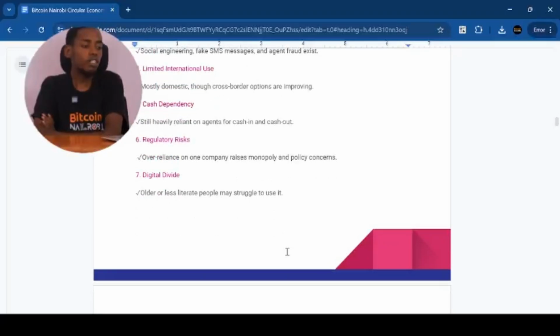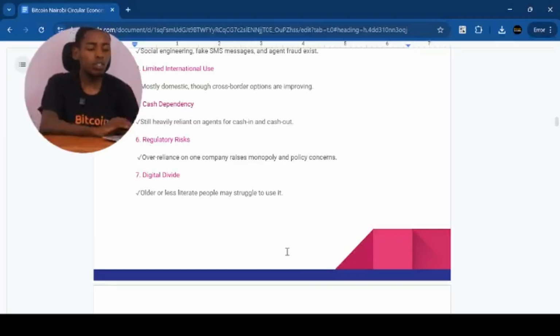Also, it's still heavily dependent on cash, which is fiat money, like we said. Still heavily reliant on agents, cash in and cash out. Also, regulatory risk: over-reliance on one company raises monopoly and policy concerns. So we might want to change a certain policy in fintech, but since Safaricom is like the monopoly, you might find that they might reject that. Yeah. So digital divide: older or less literate people may struggle to use M-PESA.